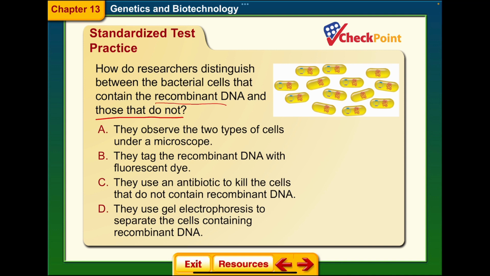A says they observed the 2 types of cells under a microscope. That is absolutely wrong. They tagged the recombinant DNA with a fluorescent dye. No, we said that they put an antibiotic into the recombinant DNA. They use an antibiotic to kill the cells that do not contain recombinant DNA. That is correct. They do not use gel electrophoresis. So they use the antibiotic and they kill the cells that do not contain the recombinant DNA, because the cells that do contain the recombinant DNA will survive.